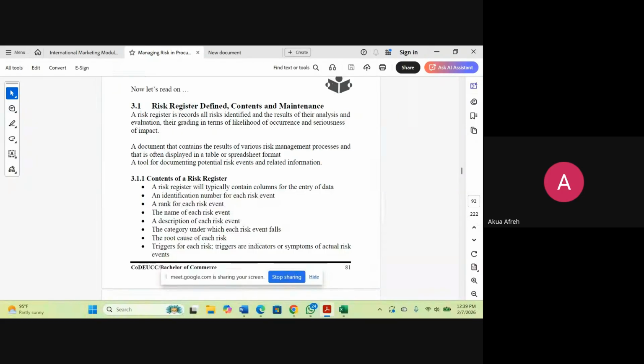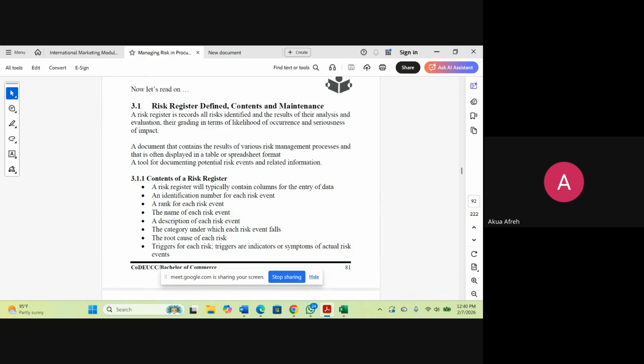If they want to tolerate it, they go ahead. And also you track mitigation actions. Are you going to treat, transfer, or tolerate? What are we going to do? Everything is in there. Then you monitor the progress. So in your book, this is the content of a risk register.